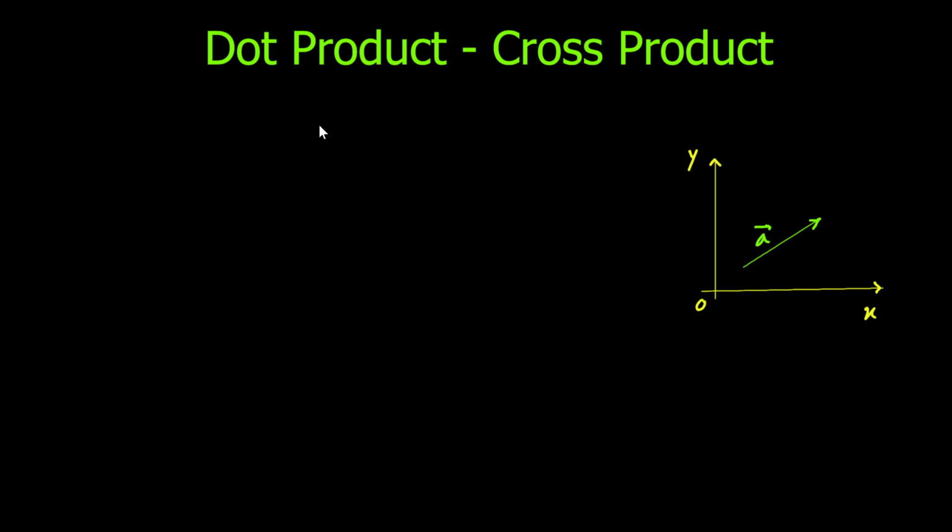Dot product and cross product are the two methods of multiplying vectors. Therefore, understanding vectors and the properties of vectors is very important. Before going into how to do the dot product and cross product, let's do a quick review of vectors and its properties and refresh our memory on that.